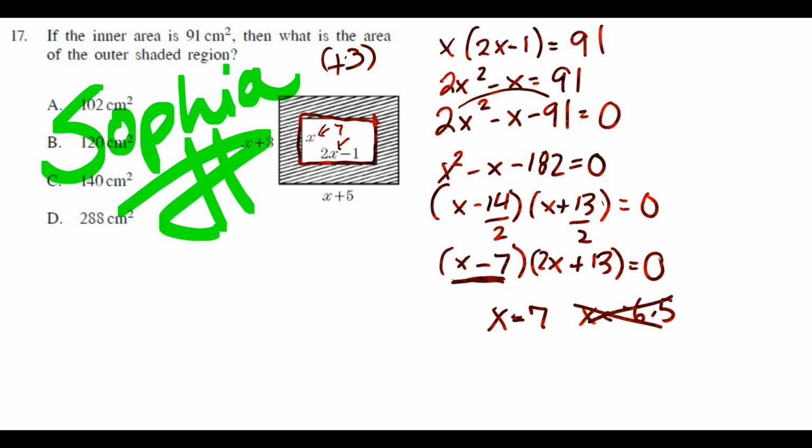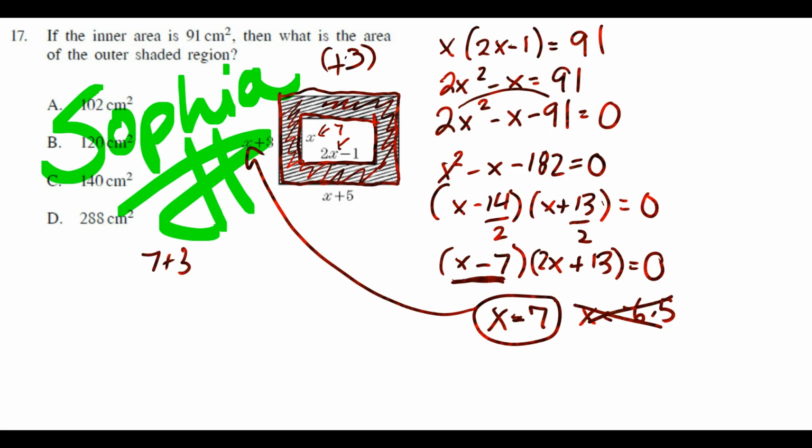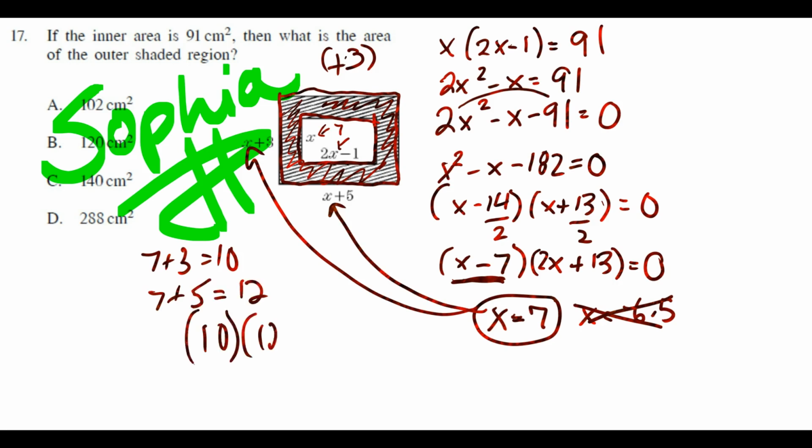So this question is actually misleading, because it says, then what is the area of the outer shaded region? Honestly, the outer shaded region is this right here, this shaded region. But they're really asking, what is the area of the entire region? I guess maybe they're saying this part is shaded, but it's not shaded. So the question is misleading. So if x is 7, then that makes that 7 plus 3, which is 10. That makes this 7 plus 5, which is 12, and then 10 times 12 is 120.